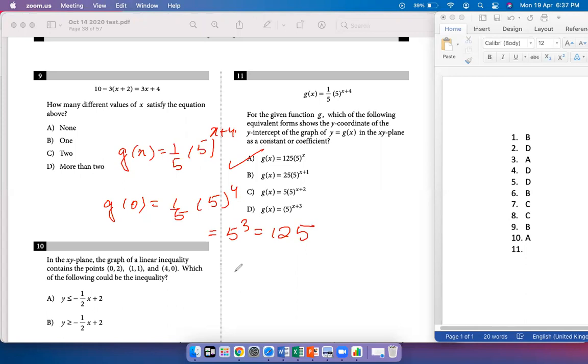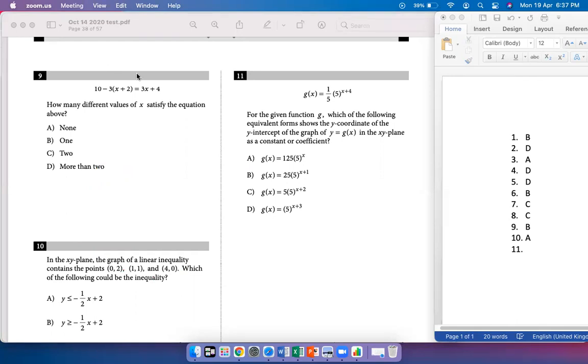And I can see that if I write g(x) as 125 times 5 to the power x, that's equivalent to what we have here, right? Because 5 to the power x times 5 to the power 4 over 5 is just 5 cubed times 5 to the power x. So option A is the right answer. Okay, so that's A.